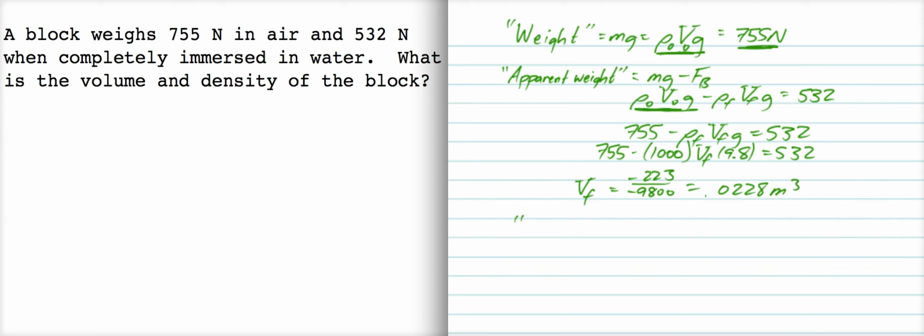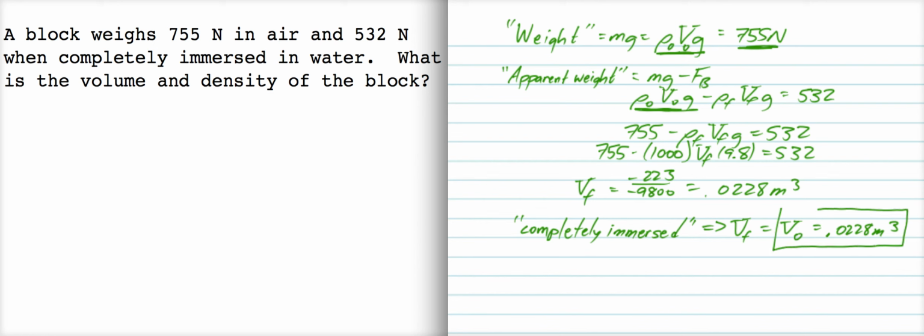Now, since it is completely immersed, that's another little English phrase that we have to translate into mathematics. That means that the volume of the water displaced, or the volume of the fluid displaced, is equal to the volume of the object. So the volume of the object is 0.0228 cubic meters. Okay? That's the first answer we were looking for, the volume of the block.